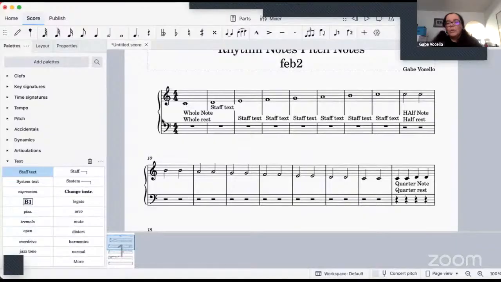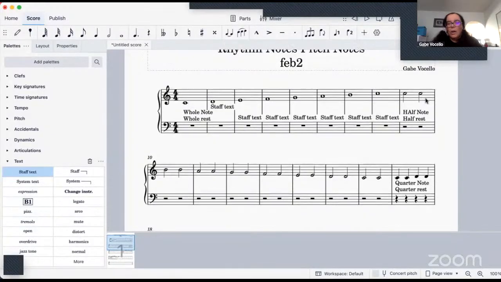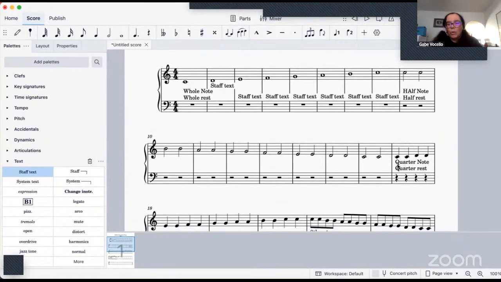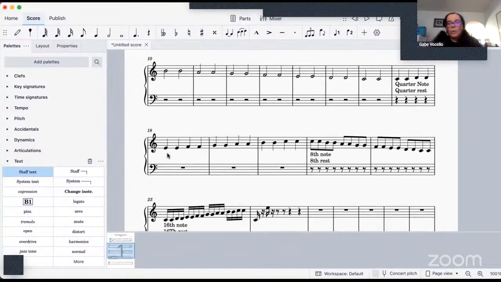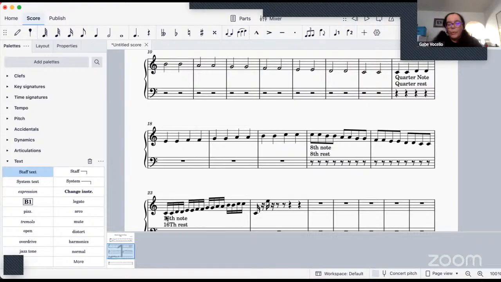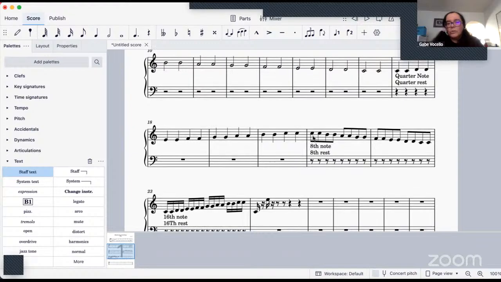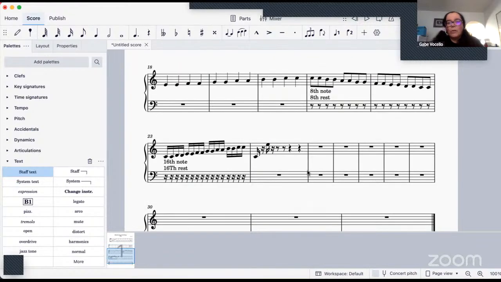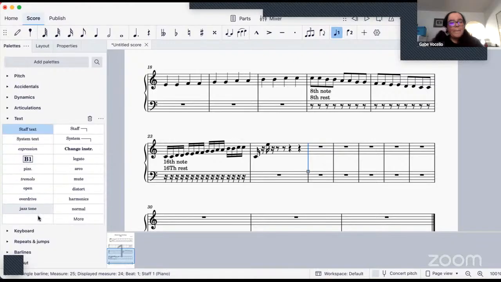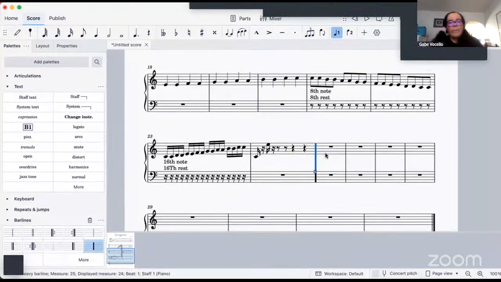One whole note is equal to two half notes. One half note is equal to two quarter notes. One quarter note is equal to two eighth notes. One eighth note is equal to two 16th notes. One quarter note is equal to two eighth notes, which means one quarter note is equal to four 16th notes. Let me do it.